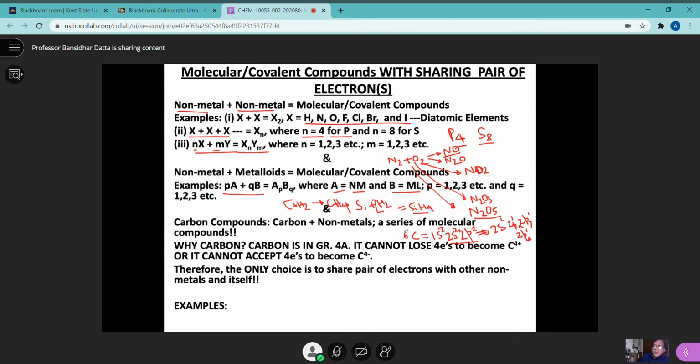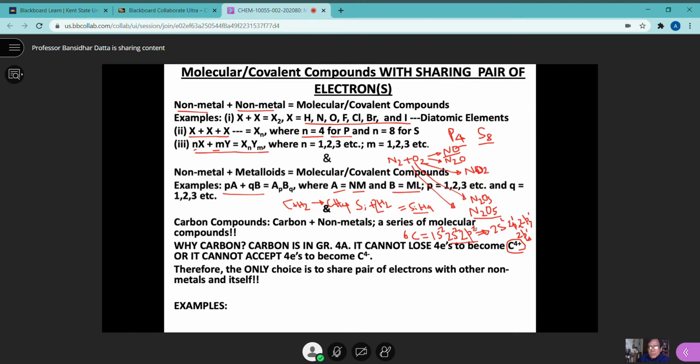Question is, why carbon? Now, is it possible? Can carbon make an ionic compound? To make an ionic compound, you have to remove all 4 electrons, right? Carbon will become C4+, just like metals lose electrons. Let's assume carbon can lose 4 electrons. It is impossible to get rid of 4 electrons. To get rid of even 1 electron, you have to provide some energy because they are held by the positive charge in the nucleus, right?